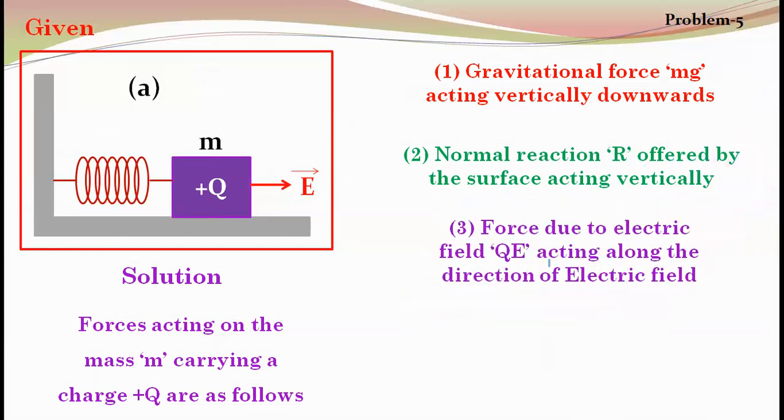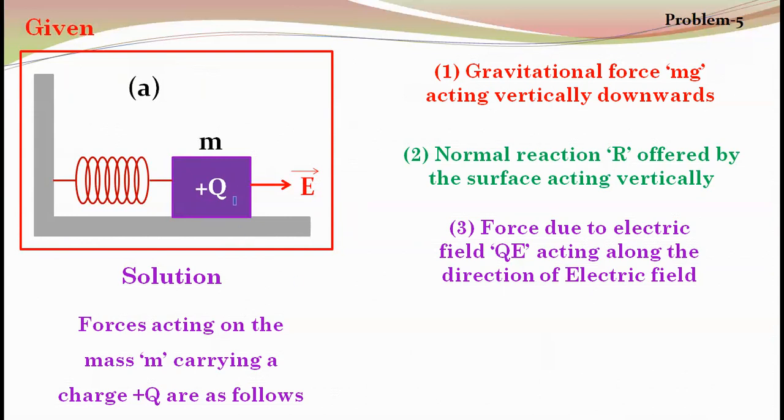Number three, force due to electric field, QE. So, you know, whenever a charge is placed in an electric field E, it experiences a force equal to QE. So force due to electric field QE acts along the direction of electric field. Just as we saw, on the positive charge the direction of the force will be along the direction of electric field. So the force due to electric field is going to act towards right on the block, which will tend to pull the block towards right.